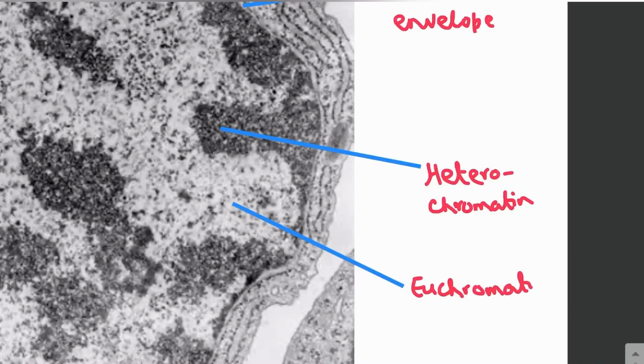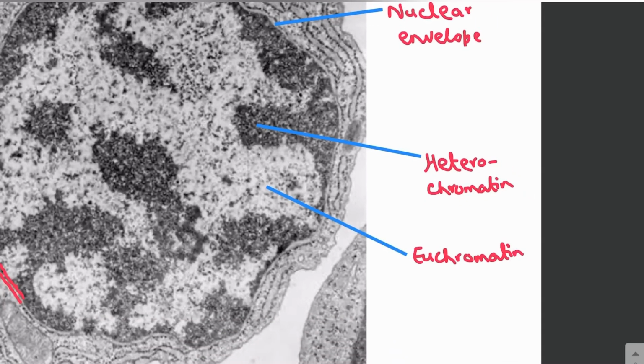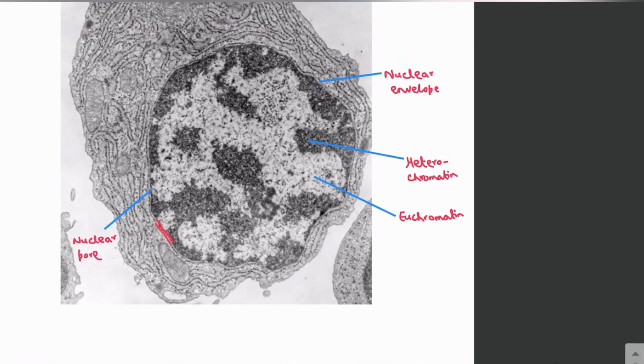As you all know, chromatin is made up of DNA coiled over histones. So wherever there is loose coiling of the DNA, euchromatin is formed, and wherever there is tight coiling of DNA, heterochromatin is formed. Right. What other structures can we see in this cell?